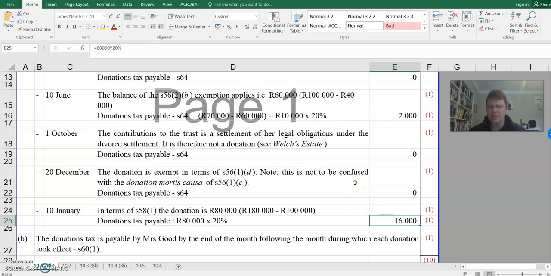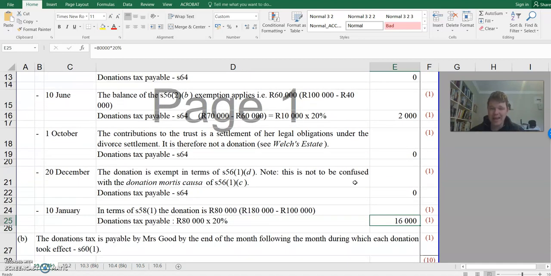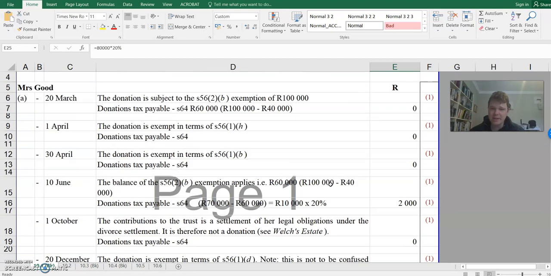Some things to think about. Remember, she never ever gets close here to donating more than the limit to move it up to 25,000. So you don't have to worry about that. And yeah, that's pretty much it. It was quite a basic example.